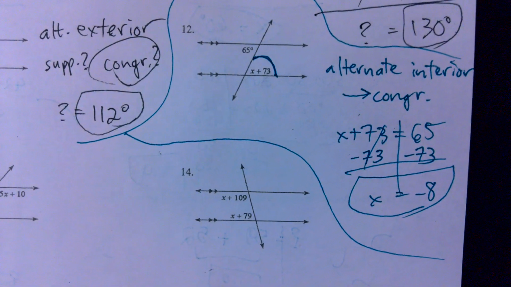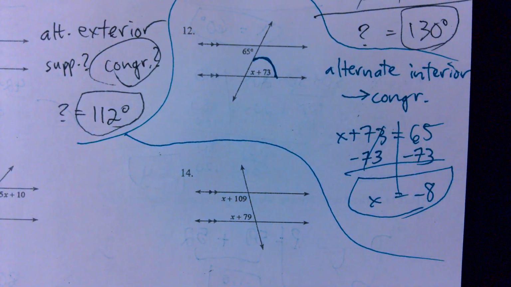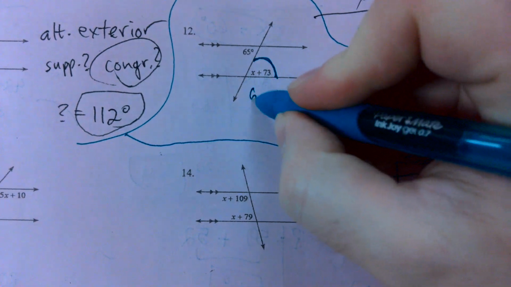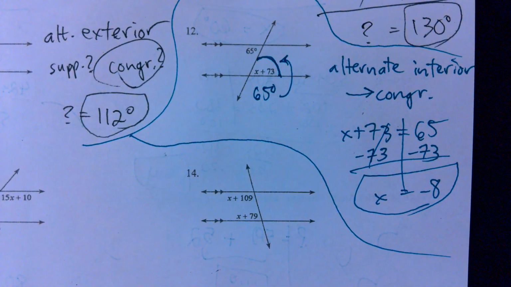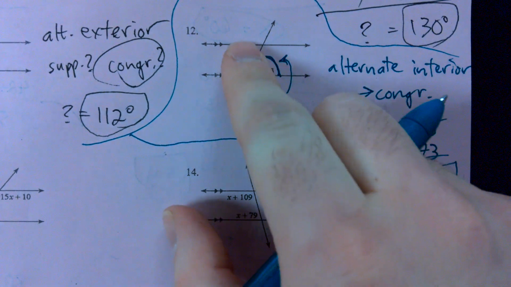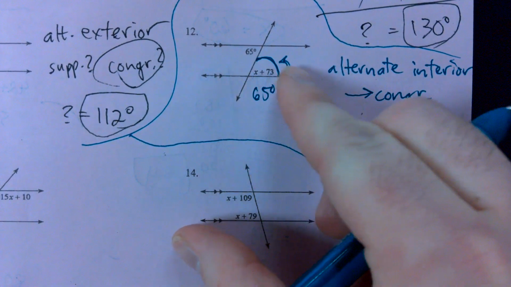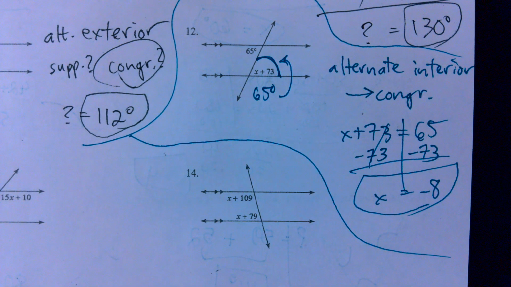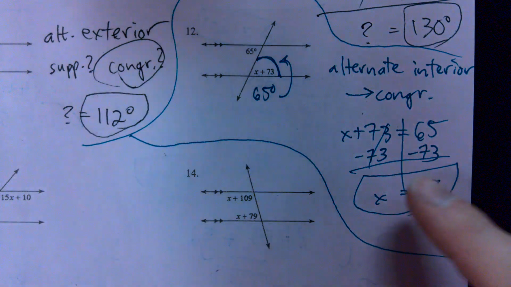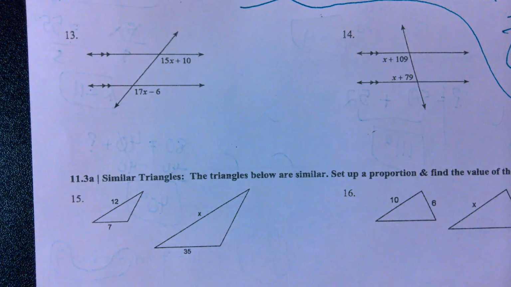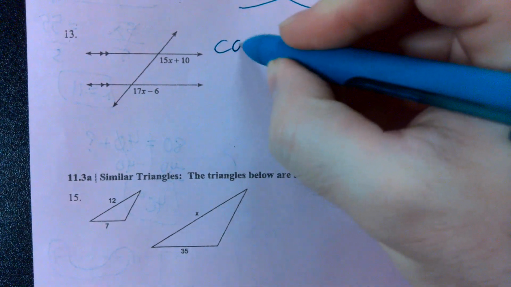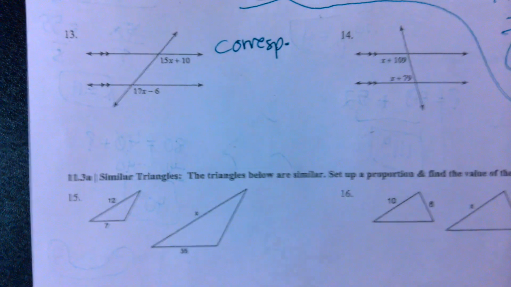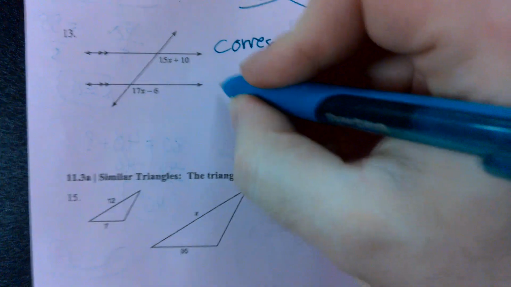Well, if it's congruent to a 65 degree angle, what's that measure got to be? 65 degrees. And if we plug negative 8 into this expression, negative 8 plus 73, we in fact do get 65 degrees. Let's move down to 13. What's the relationship here again? Corresponding, good. So those are congruent as well.